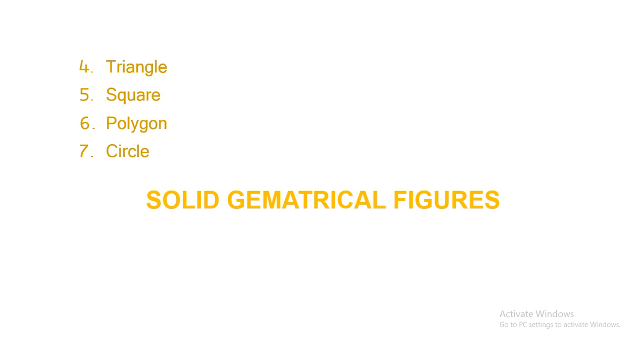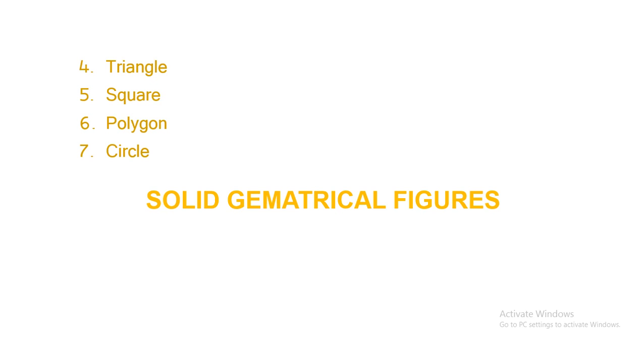Next is solid geometrical figures. Definition of solid geometrical figures: geometrical shapes in which three measurements are expressed are called solid geometrical shapes. These shapes include length, width, and height. They can be divided into two parts.